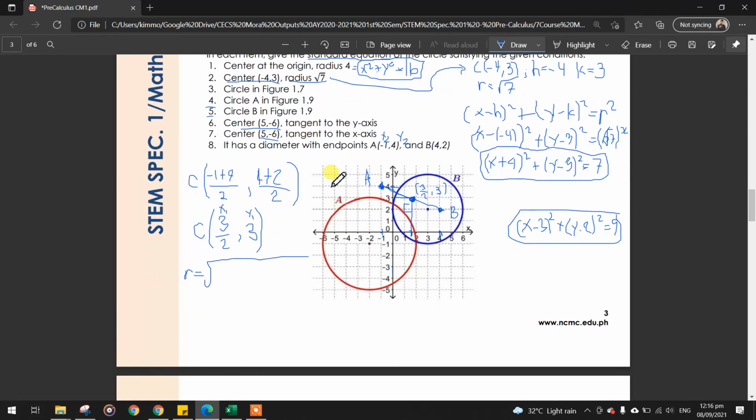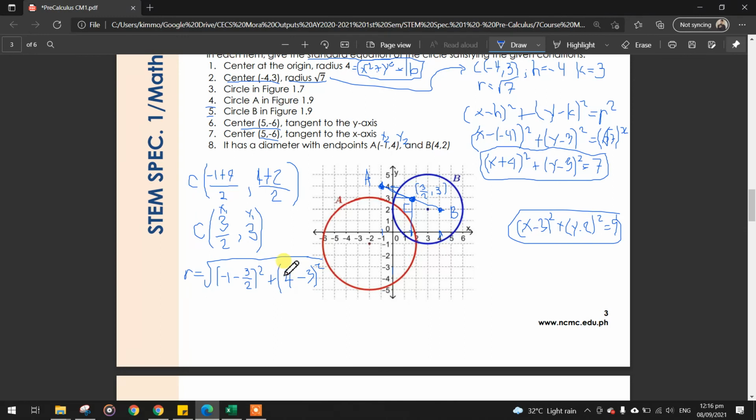Okay. Then, using the formula, so we have x sub 2, negative 1, minus x sub 1, so minus 3 over 2, squared, plus y sub 2. So, y sub 2 is 4, minus y sub 1, which is 3, squared. So, that's how simple it is. So, this is our distance formula.